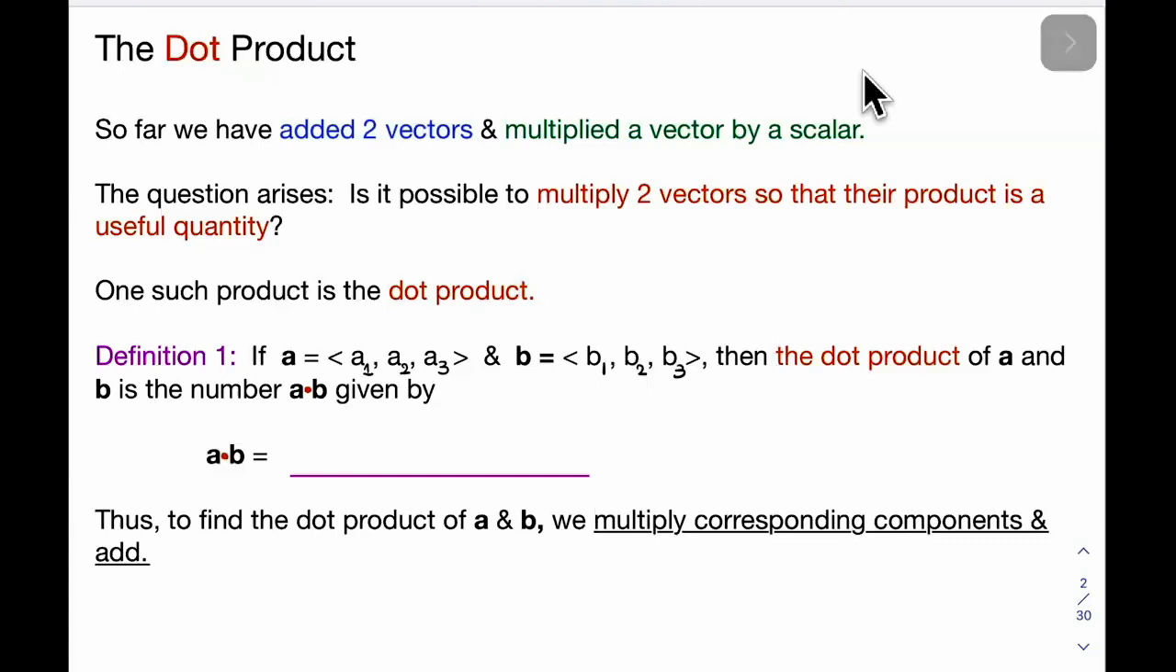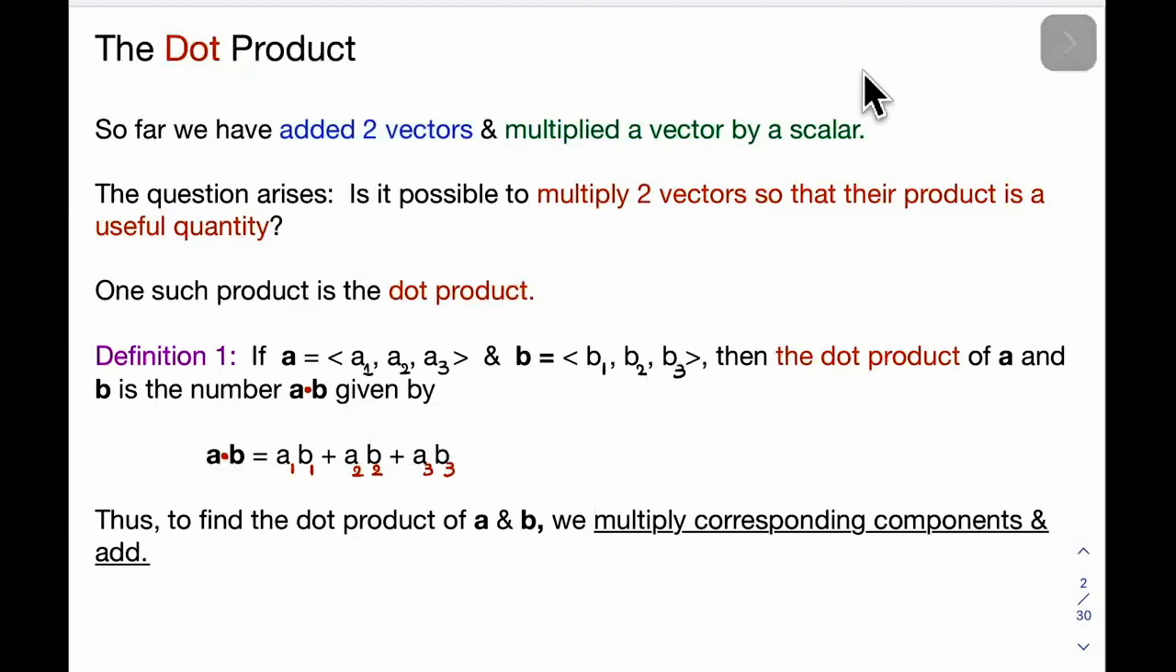So the dot product is the result of multiplying the corresponding components and then adding them up. What do you think about the dot product? The result of the dot product, is it going to be a vector or is it going to be a scalar, which is a real number? Shannon, what do you think?